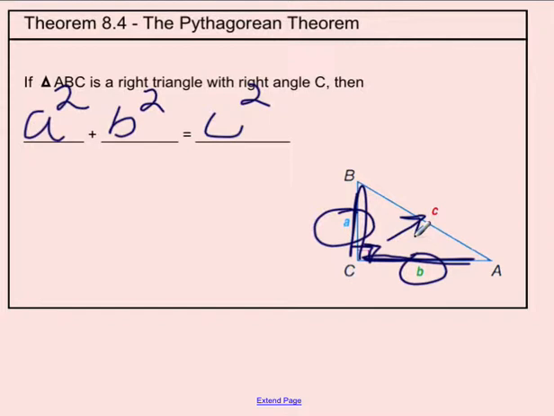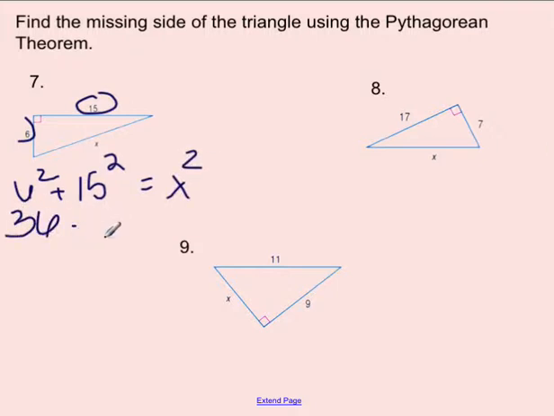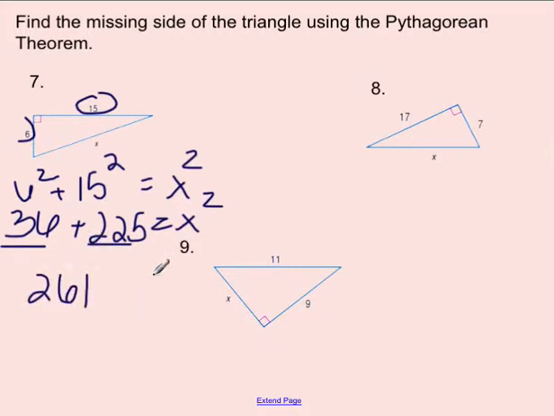Okay, so let's take a look at number 7. For number 7, we want to calculate this out using the Pythagorean theorem. So a squared plus b squared needs to equal c squared. Well, 6 squared is 36, 15 squared is 225, and that needs to be equal to x squared. Well, 36 plus 225 is going to give us 261, which is equal to x squared.